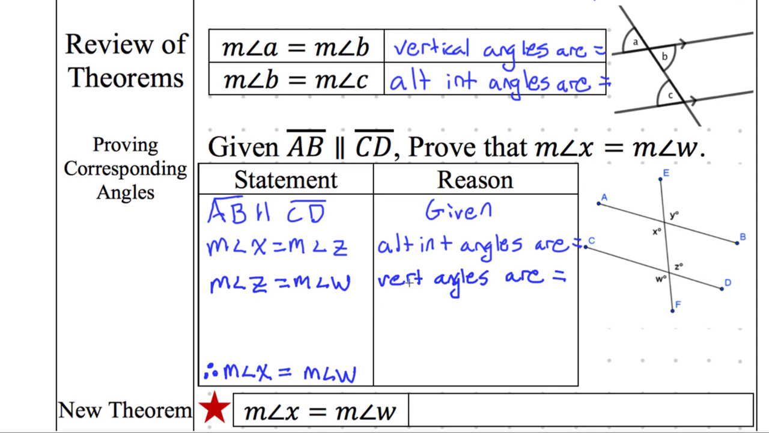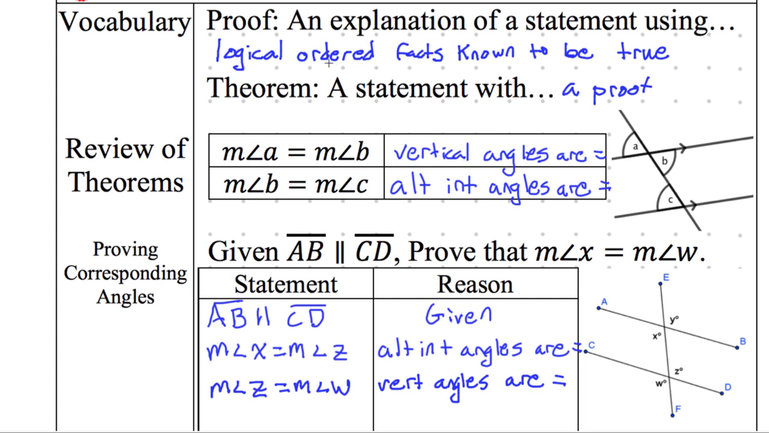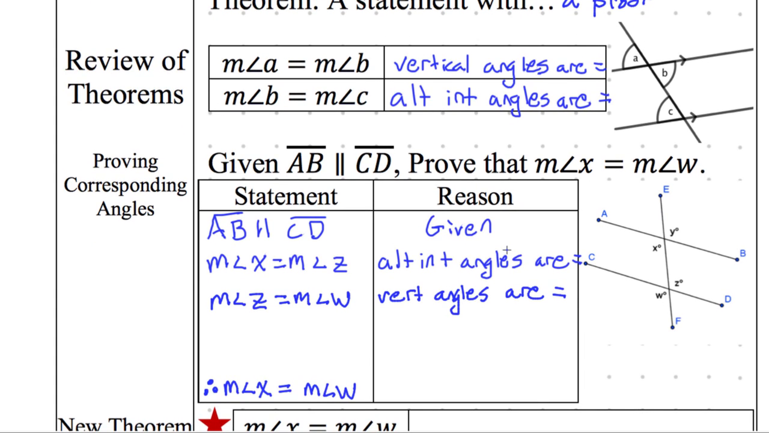So we have our chain. We have constructed our proof. It's a logical ordered set of facts. Here is the order. We know that we have parallel lines, which allows us to use alternate interior angles. So we've now said this is equal to this. And in the next step, we said that this is equal to this, which means now that this is equal to this. X is equal to W.